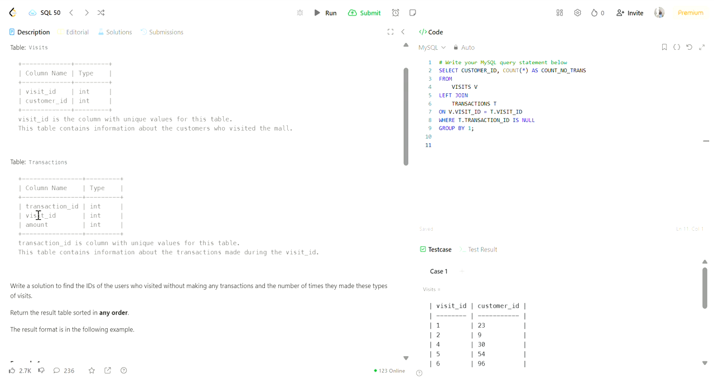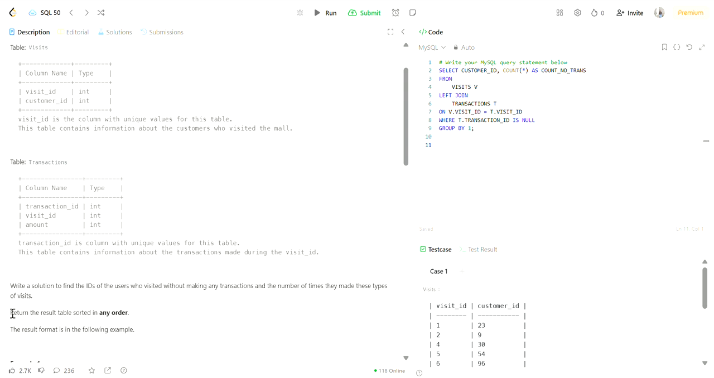But if the visit ID has some transaction, then we can say that in that visit, the customer made some transaction. If the transaction ID is null or it is not present, if the visit ID itself is not present, then probably we can say that the customer just visited but did not make any transaction or purchase.